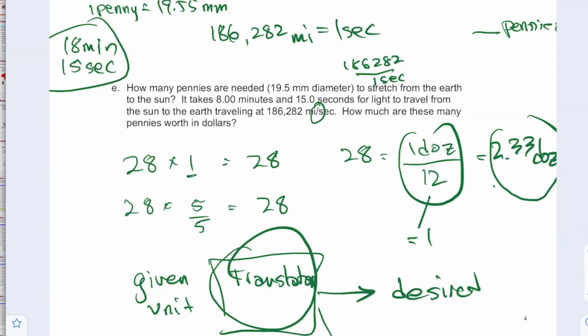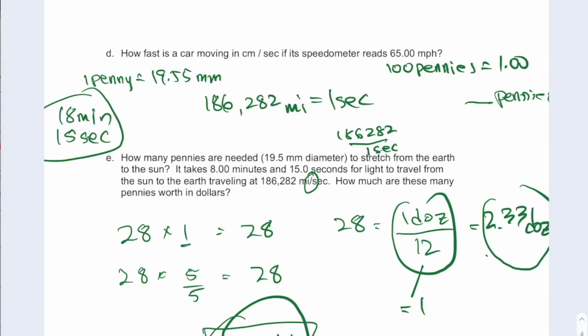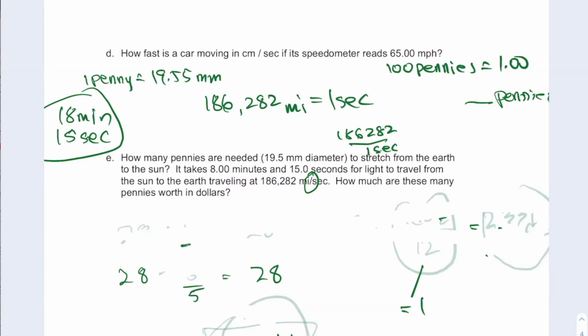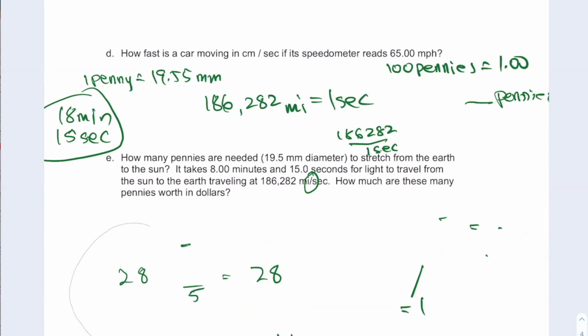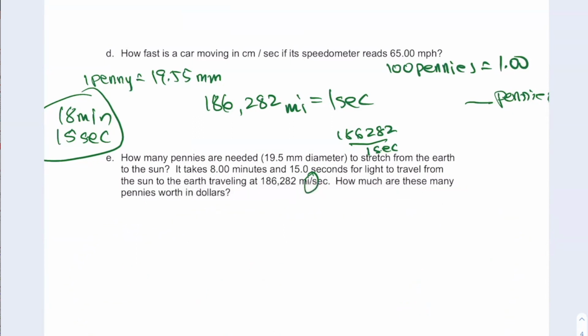How many pennies are these that you would have, and how many dollars? Basically, 100 pennies equals $1. So these are the conversion factors that I would be using for this problem. Okay, so let me help you set this up. I'm going to erase all this so that you guys can see how to set this up.